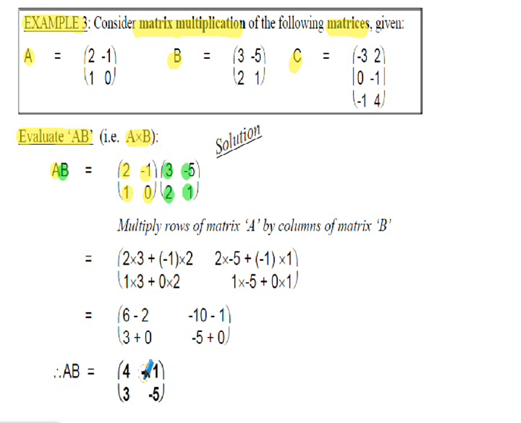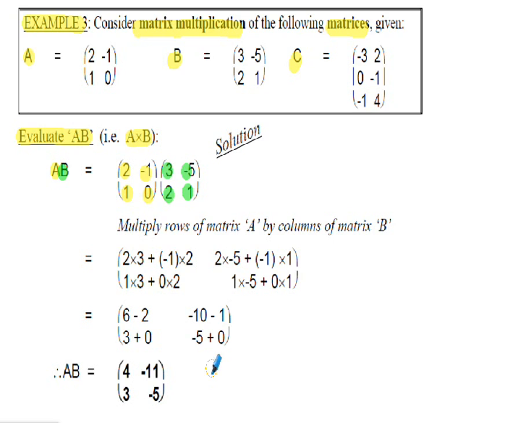Now looking at the first row, second column in our final solution for AB, what we're going to do now is multiply the first row by the second column. So now that will be 2 multiplied by the negative 5, shown here, and we add to that the negative 1 multiplied by the positive 1, shown here. Evaluating, that becomes negative 10 minus 1, which evaluates to negative 11 for our element in AB.